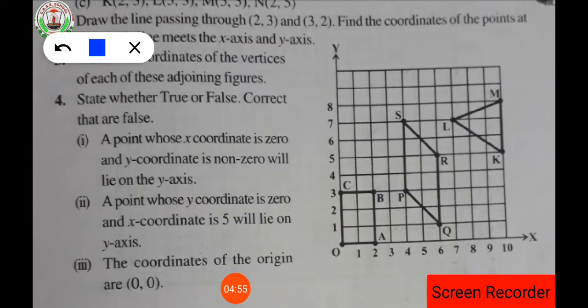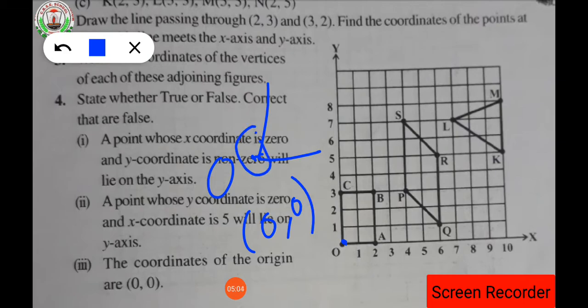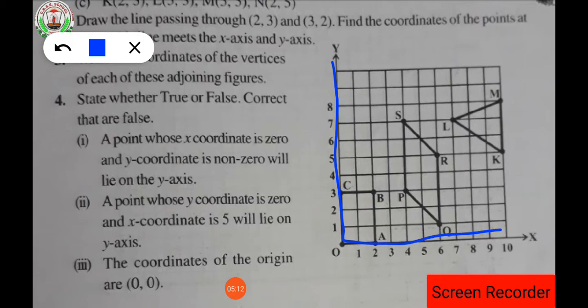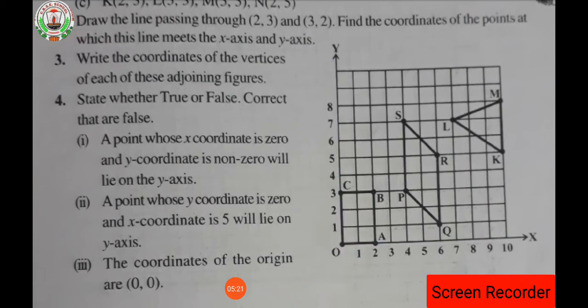Why is it true? Because this one is the origin. A graph is always drawn from the origin O, that is marked as (0, 0). Always remember that the point where the x-axis and y-axis meet is called the origin, and there the values of the x and y coordinates are always 0, 0. So the third statement is true.